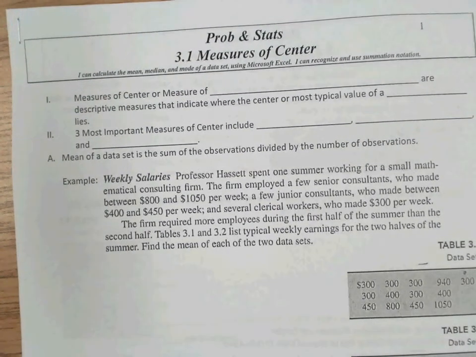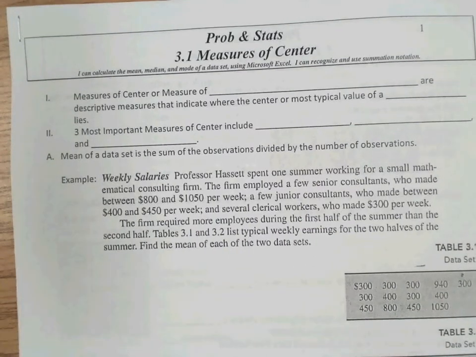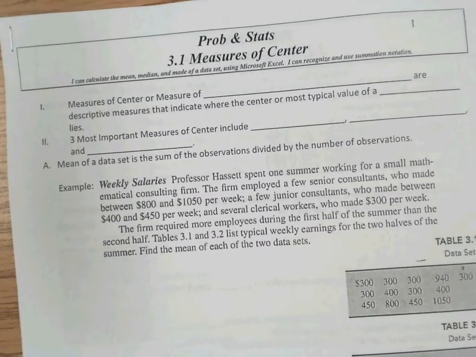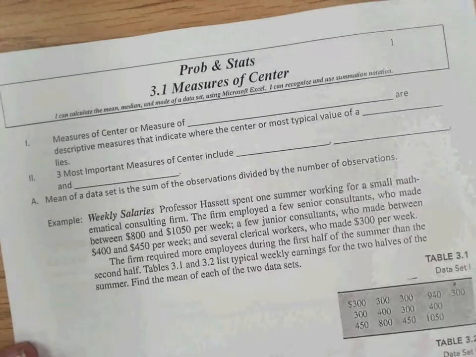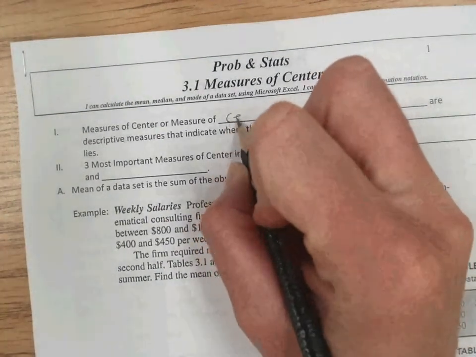Today's notes are on 3.1 measures of center. So we are actually in the midst of beginning a new chapter in the book, but we're still in our second unit. So this chapter is dedicated to descriptive measures. So we'll be talking through different ways to talk about our descriptive measures and then display those. So the first lesson then in this chapter is focused on measures of center, or also known as measures of central tendency.